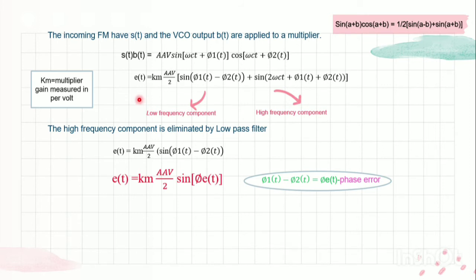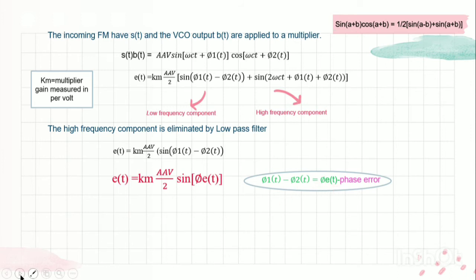When this error voltage is passed into the low pass filter, the high frequency component is eliminated. As a result, we get E of t is equal to Km into A into AV by 2 into sine of phi 1 of t minus phi 2 of t, where phi 1 of t minus phi 2 of t is nothing but our phase error.